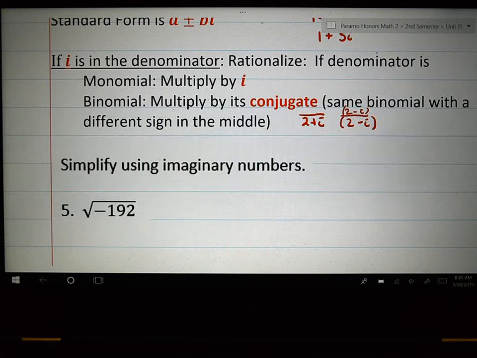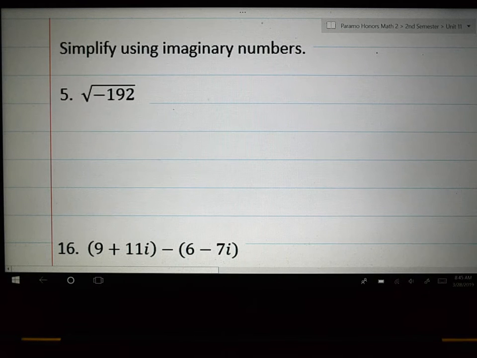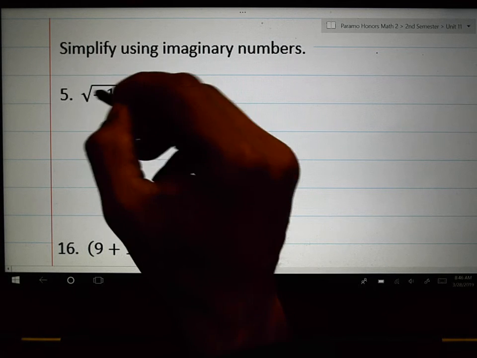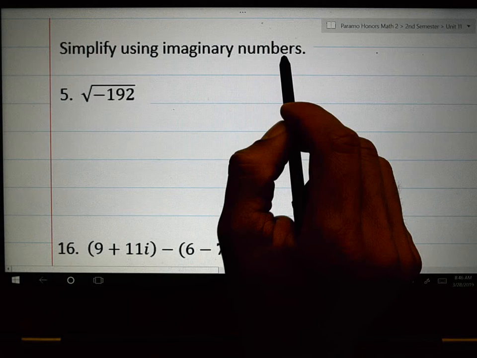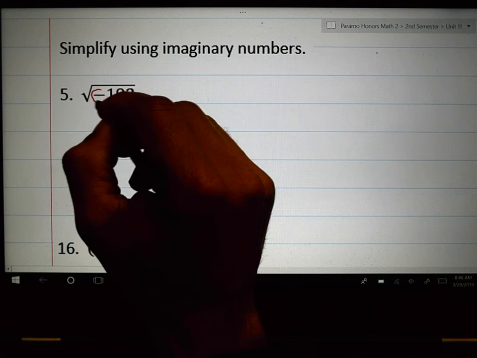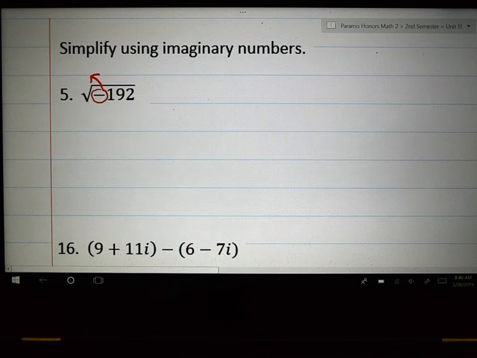Now that we have that, let's go through some examples together. This is in your notes packet, so please write them down as we go through it. It says the square root of negative 192. Okay, well, you can't square root a negative, but we're going to use imaginary numbers now. If I do this and go like that, that's going to simplify to what? Go ahead and say it out loud.